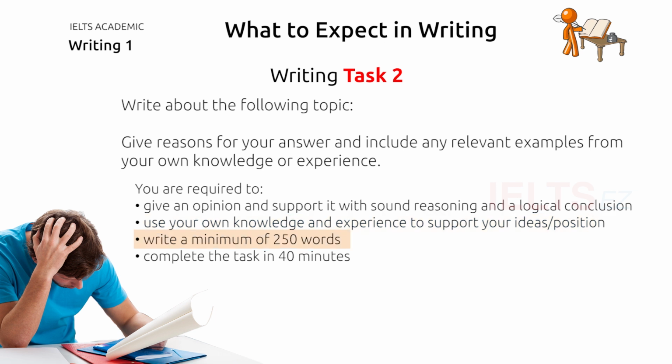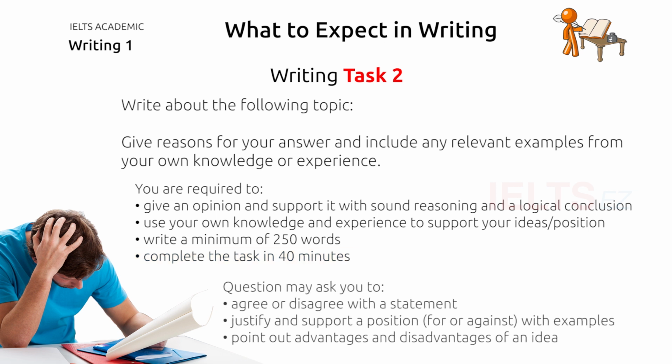Writing task 2 requires a minimum of 250 words, and you must complete the task in 40 minutes. Just as you did in task 1, you'll need to use academic English. Task 2 type questions often ask you to agree or disagree with a particular statement, or you may be asked to justify or support your position on a given topic. Or you may be required to point out the advantages and disadvantages of a particular idea. And note, writing task 2 is worth more points than writing task 1.